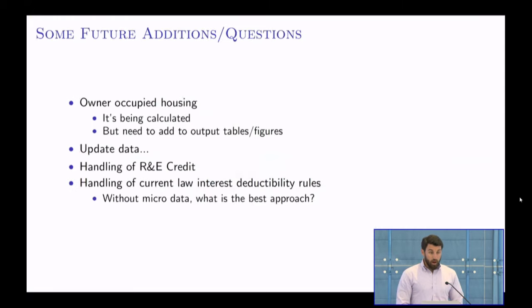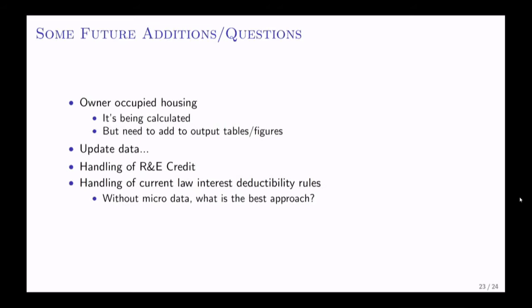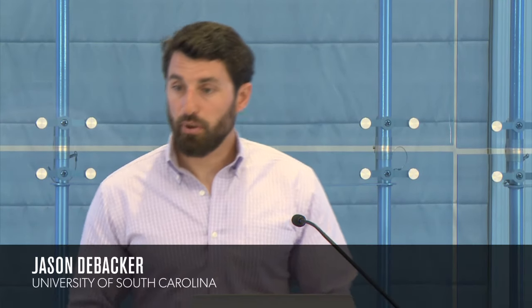Okay. All right, so that's what we have. What we want to do is add some other features. So we have some calculations for the effective tax rates and cost of capital on owner-occupied housing that's computed. We'd like to think about how best to relay this in some of those output tables or figures. Of course, I'm waiting with bated breath for new data from the IRS, so we'd like to update those data to something more recent. Some outstanding issues that we'd like to work on is, for instance, the R&E credit: how should we handle that here?